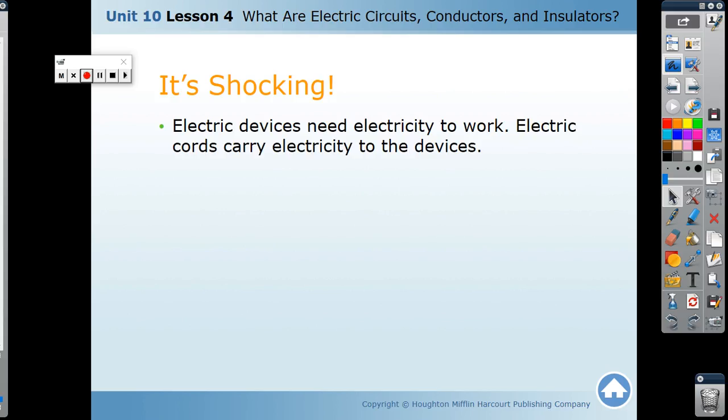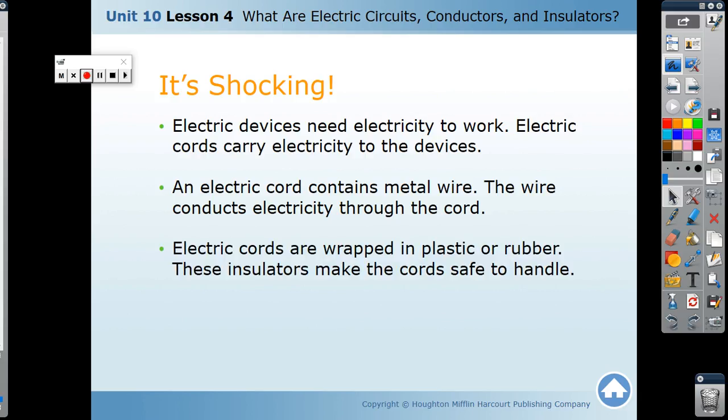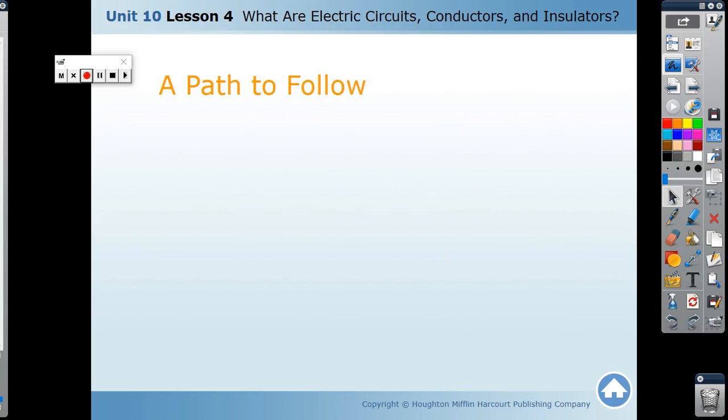Electric devices need electricity to work. Electric cords carry electricity to the devices. An electric cord contains metal wire. The wire conducts electricity through the cord. Electric cords are wrapped in plastic or rubber. These insulators make the cord safe to handle.